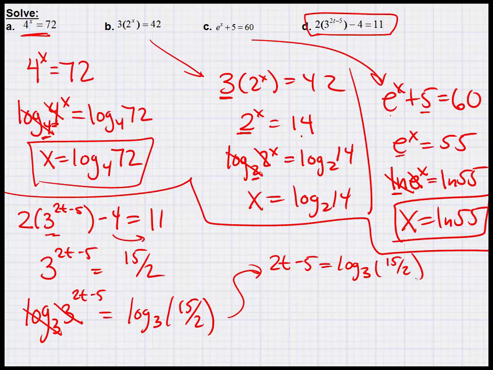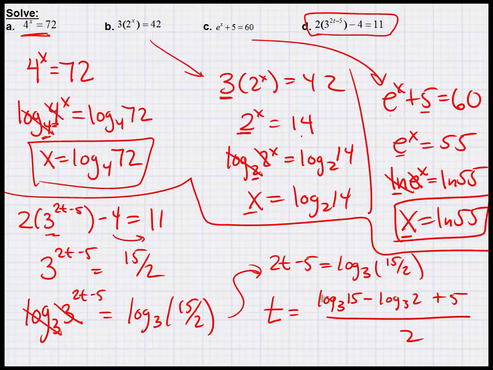Now remember, you want to solve for your variable. And this isn't solved for yet. Usually we get to the point where our variable is by itself. Our variable is not by itself here. So now I've got to simplify a little bit more. I'm going to add 5, divide by 2, and I get t equals log base 3 of 15 minus log base 3 of 2, plus 5, all over 2.